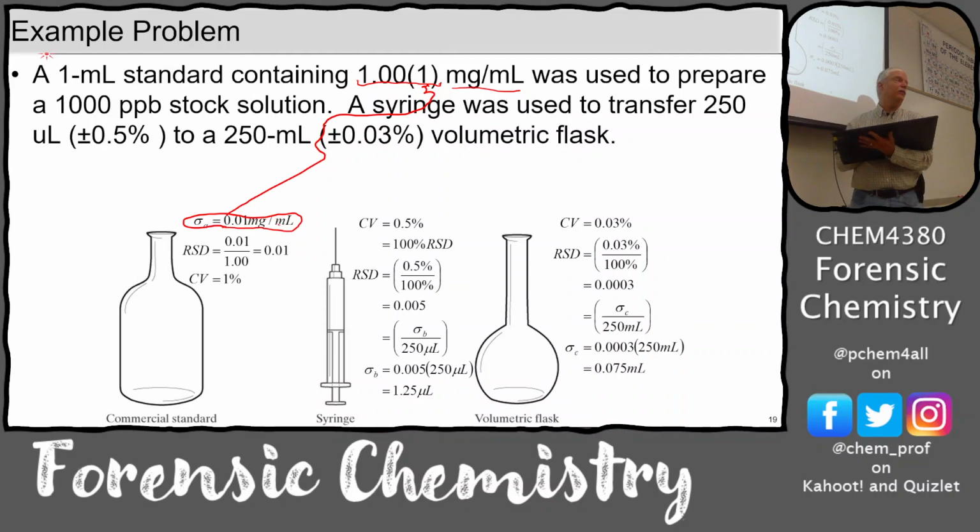So that's 0.01 milligrams per mil. My relative standard deviation is really easy to calculate, but I still have to know where the place value is for my uncertainty. It's 0.01 divided by 1, so that's my RSD. I haven't talked about coefficient of variation, but it's the RSD times 100%. It's typically in percent, yes.